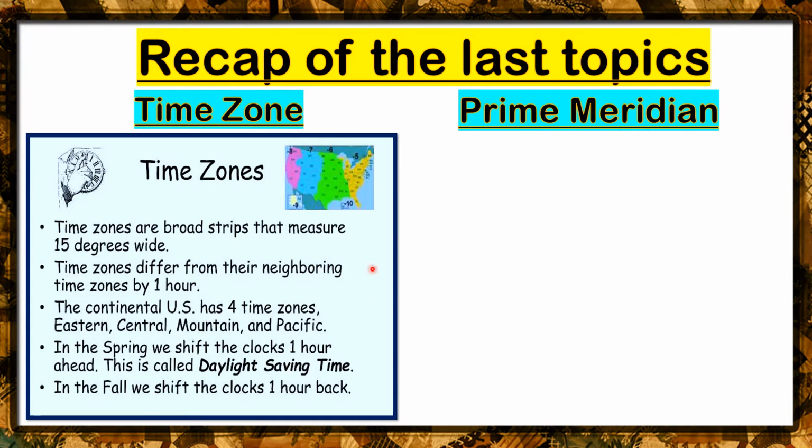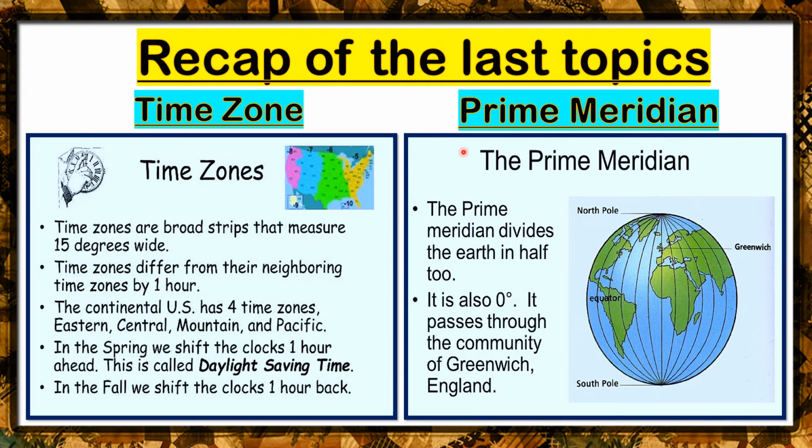The last topic that we have discussed last Monday is about the prime meridian. The prime meridian divides the Earth in half too. It is also 0 degrees. It passes through the community of Greenwich, England. So these were the two topics that we discussed last Monday.